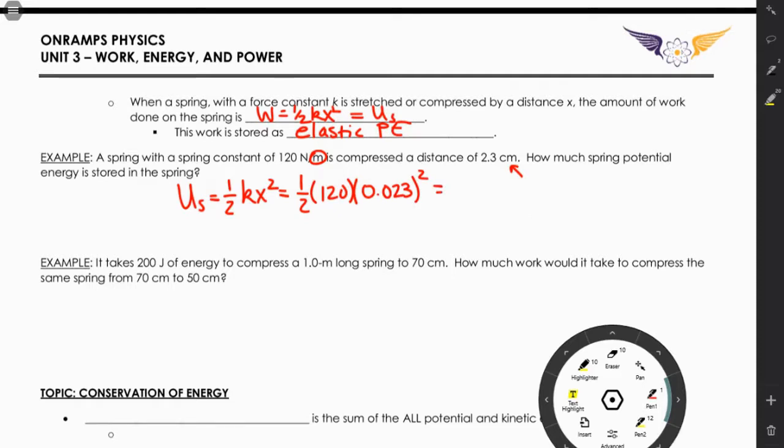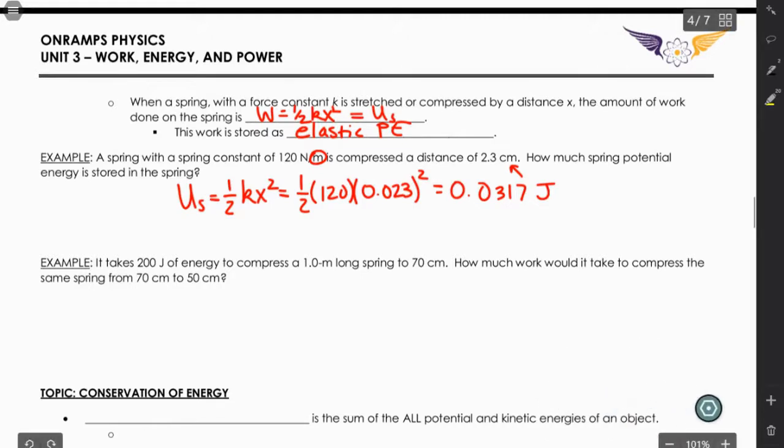I'm just going to confirm my answer. 0.5 times 120 times 0.023 squared gives us an answer of 0.0317 joules. Okay. Now notice this spring doesn't store a lot, right? But if you take a garage door spring, that's going to store a lot because your k value is going to be much higher. And that's why garage door springs are very dangerous if they ever break.